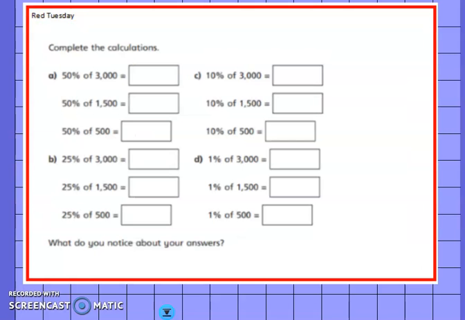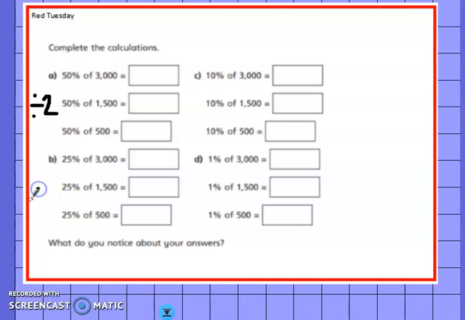Going on to the red task, it'll be asking you to complete calculations. So what is 50% of 3,000? So I would be expecting you to divide 3,000 by 2, because there are 2 50%. So you need to work out a half of these numbers in A. Moving on to B, you need to remember again, 25% of 3,000 means that you need to divide it by 4. So I can put these here as a reminder.